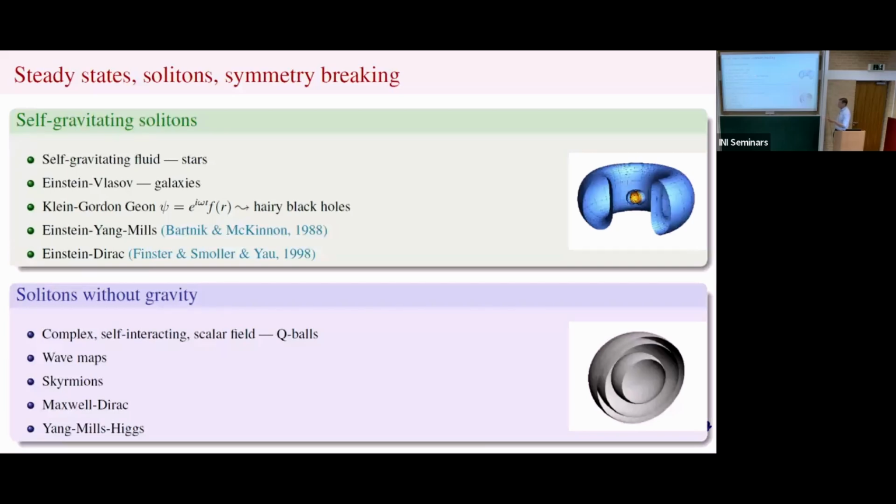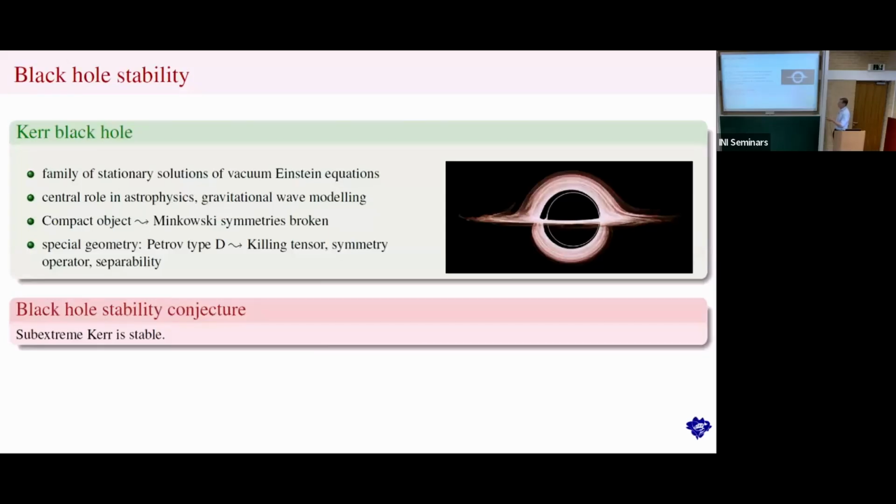But of course the very famous instance of a non-trivial steady state is the Kerr black hole, which is a solution of the vacuum equations. It's stationary and axisymmetric, but it breaks symmetries of Minkowski space down to a two-dimensional set of Killing fields. But there's special geometry, so there are kind of hidden symmetries, second-order symmetries and so on. And that's what allows you to understand the Kerr black hole and its dynamics. And there's the famous black hole stability conjecture, which says that sub-extremal Kerr is dynamically stable. Sub-extremal is when you have a non-degenerate black hole horizon.